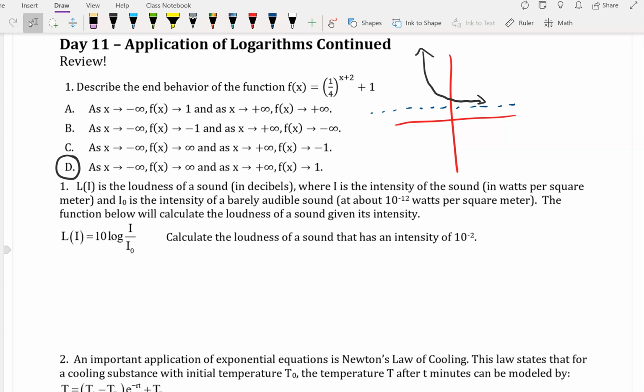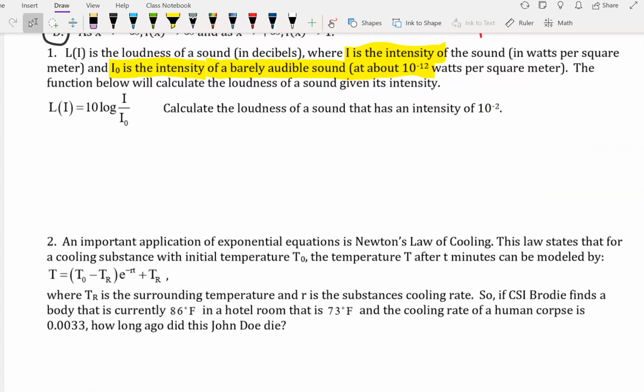Alright, number 1. L of I is the loudness of a sound in decibels, where I is the intensity of a sound. So I guess I should be highlighting some stuff. I is the intensity of a sound in watts per square meter, and I sub 0 is the intensity of a barely audible sound, which is about 10 to the negative 12. So that's a constant. It's going to be 10 to the negative 12. The function below will calculate the loudness of a sound given its intensity. So it's kind of a weird formula, but we're just plugging and chugging.